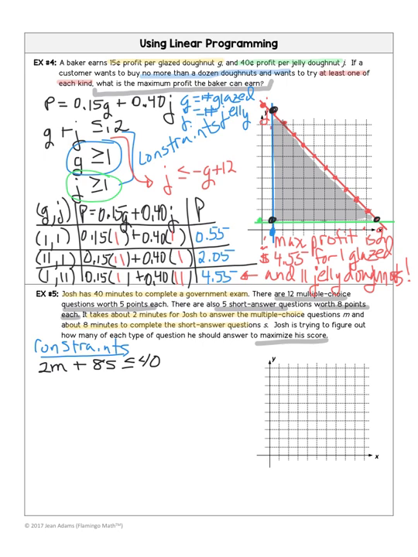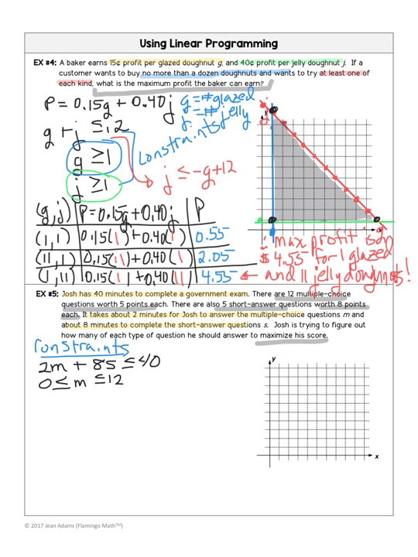Then his second constraint is going to be the types of questions, because the question says Josh is trying to figure out how many of each question he should answer to maximize his score. So there are 12 multiple choice questions and 5 short answer questions. So he's going to have to answer. So here's his multiple choice. So he's either going to answer all 12, so he would answer less than or equal to 12, but he's definitely going to have to answer greater than or equal to 0 of them, because there's not any negative multiple choice questions. So he's got to answer somewhere between 0 and 12.